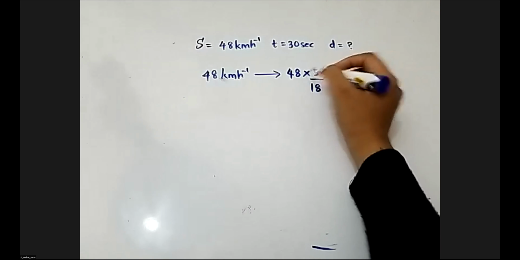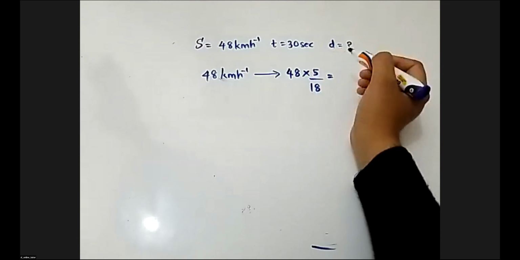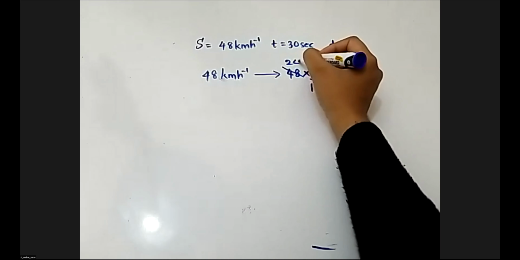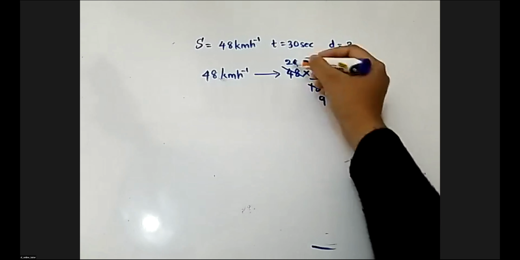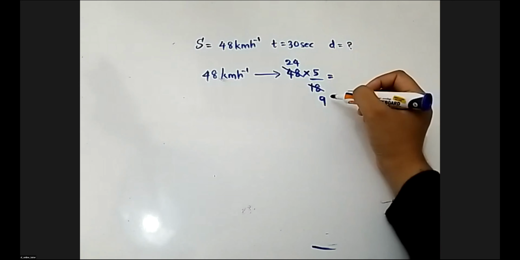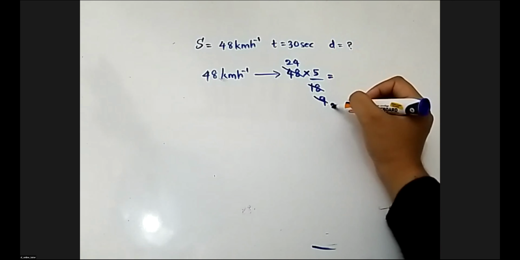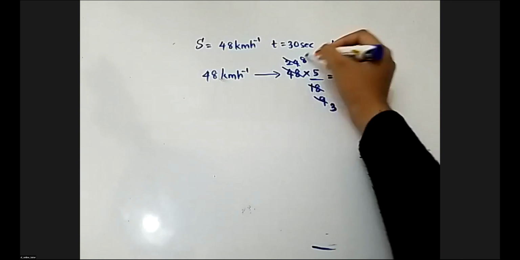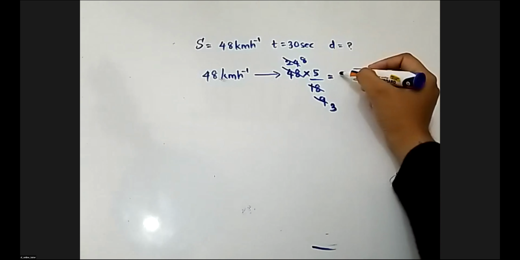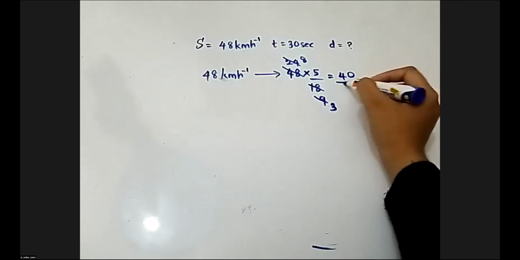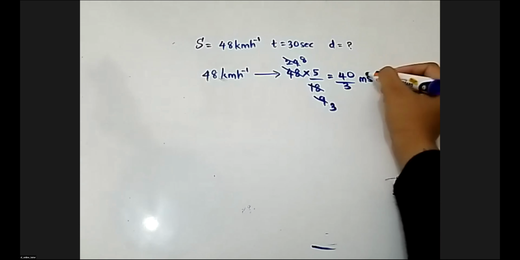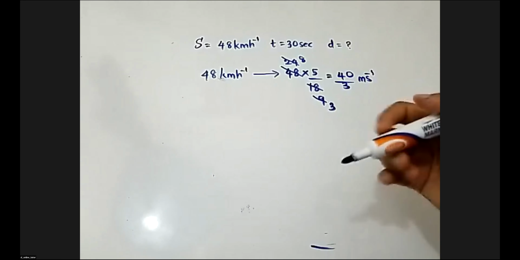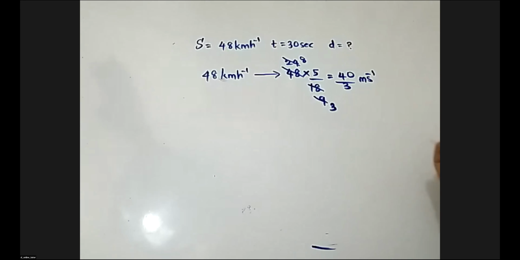Now let's do this simplification properly. 2 times table, 2 times 24, 2 times 9. 24 and 9 are divisible by 3 times table. 9, 3 times 3 and 3 times 8. 8 into 5 is 40. 40 over 3 meters per second. I don't like decimals, so I'll take fractions. For me, fractions are easy.